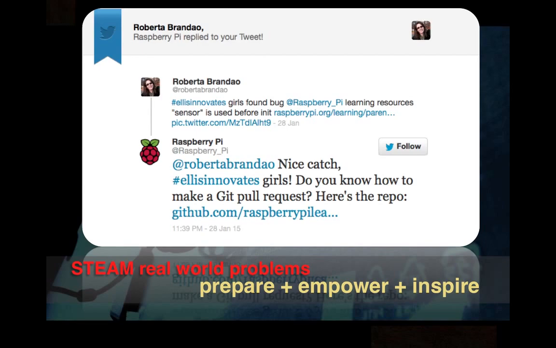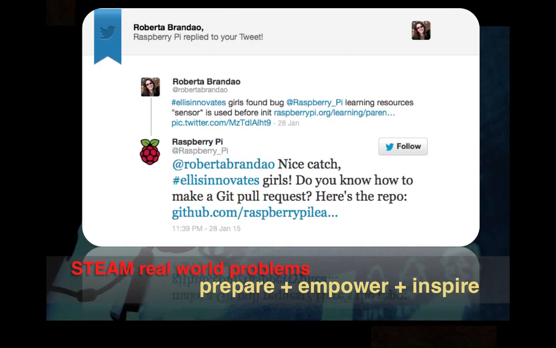So one of the wonderful things I find about working on real-world problems is that they truly prepare, empower, and inspire the girls. When the sensor team was looking at the code from the Raspberry Pi Learning Resources, they found a bug. The sensor was not working, and they realized that there was a problem with a variable. So I tweeted the problem, and the Raspberry Pi team immediately tweeted us back.